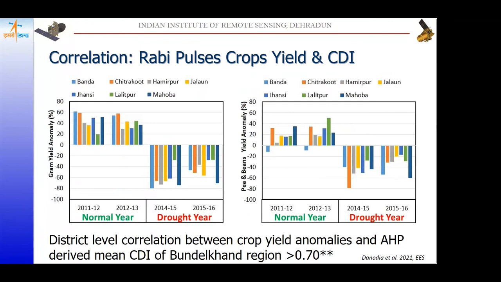When we make a correlation with respect to the AHP derived CDI, we find a very significant correlation between them. This shows the potential use of remote sensing and geospatial technology, where we can use historical or long-term data sets and define the conditions over the spatial scale or long-term scale, or in terms of spatial temporal variability over a particular area.